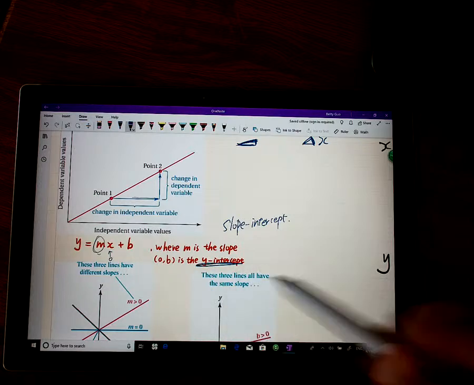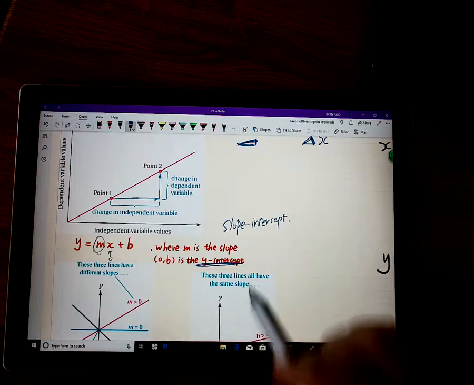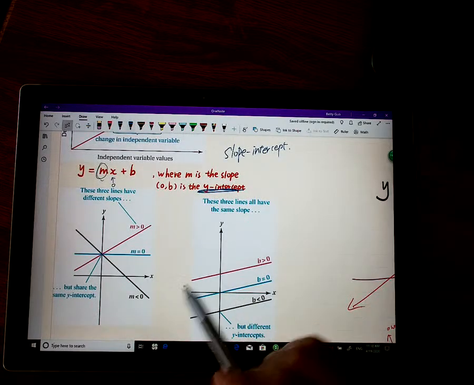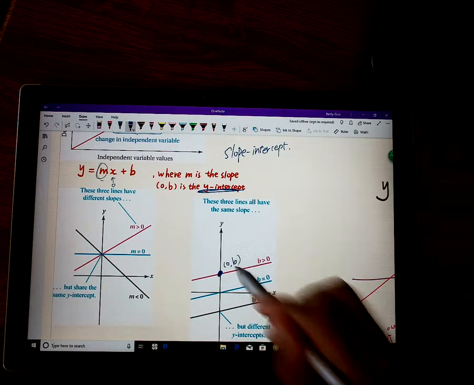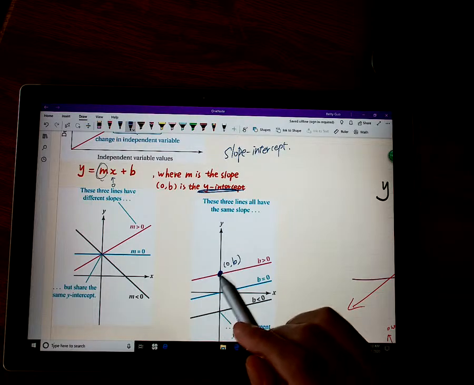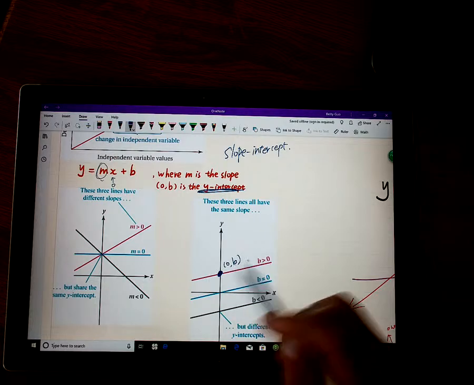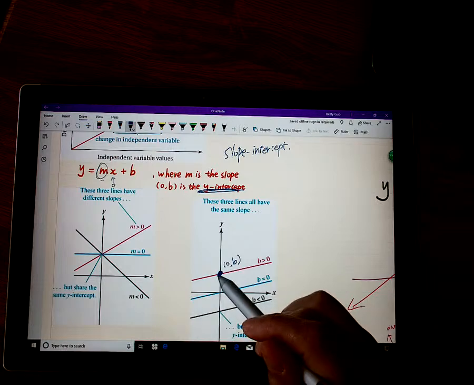What is the y-intercept? Y-intercept is the point at which the straight line crosses the y-axis. For example, this straight line in red crosses the y-axis at this point, right? That point is the y-intercept. X coordinate is 0 because the point is on the y-axis. Y coordinate is bigger than 0 because the y-intercept is above the baseline.